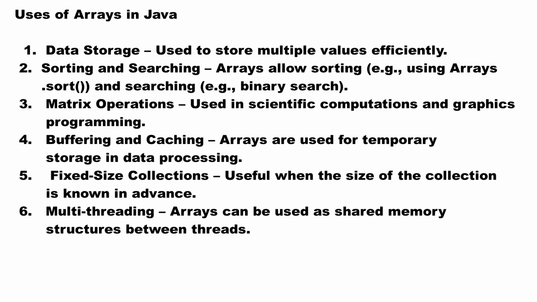We have matrix operations. Matrix operations are used in scientific computations and graphic programming. We have buffering and caching. Arrays are used for temporary storage in data processing. We have fixed size collections. A fixed size collection is useful when the size of the collection is known in advance.